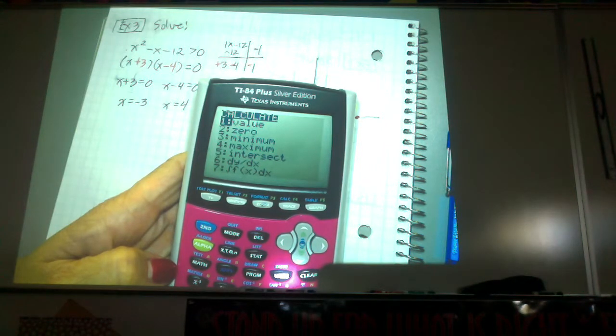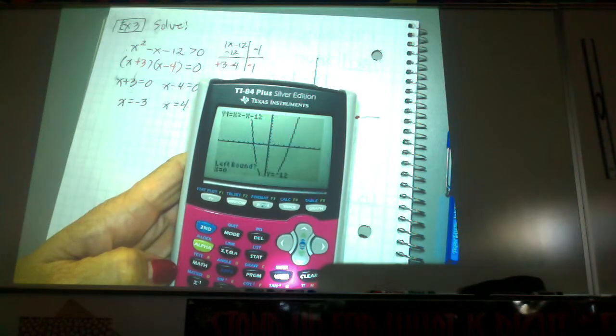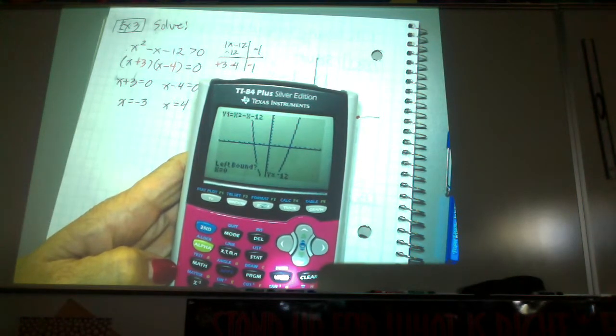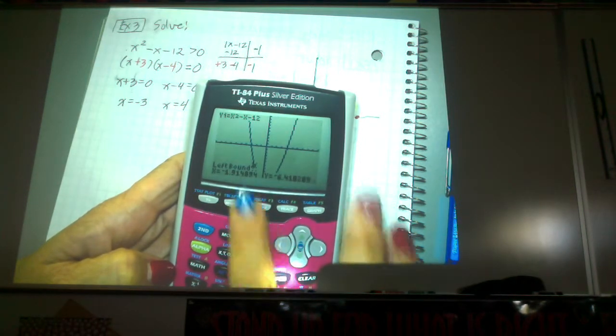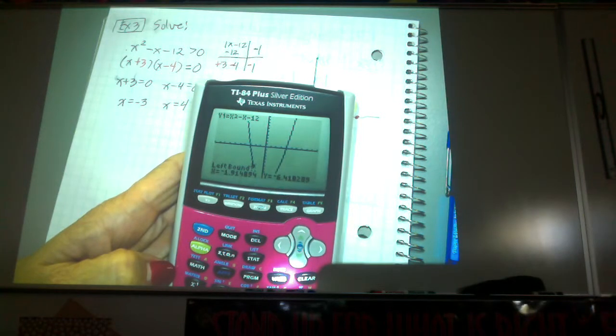Yeah, I want a minimum. Isn't that vertex a minimum because it's at the bottom? So I want to choose minimum. It's looking for left bound. Well, I can't see my cursor, but I know it's on 0. That means it's all the way at negative 12. So just move your cursor so you can see it flashing, and there it goes. But now it's flashing. Hit enter.